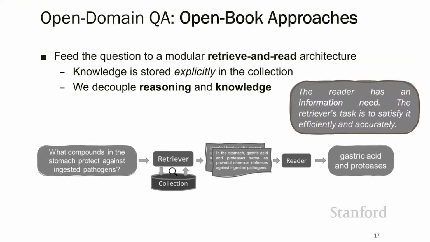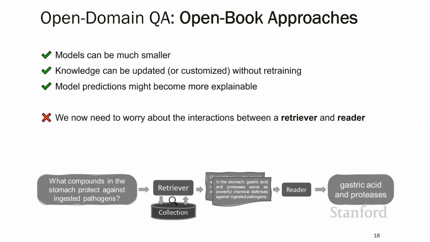Importantly, we could say that the reader in this architecture is a user that has an information need, and it's the retriever's task to satisfy this need accurately and efficiently. We will study various methods for building retrievers in the subsequent screencasts and look at how these retrievers interact with downstream readers. But for now, let us just explore some of the higher level differences between open book and closed book solutions to open domain problems.